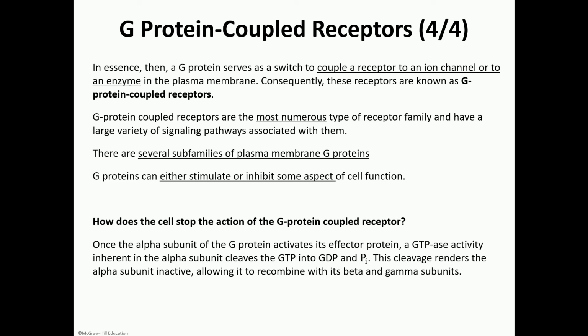Now, how is it that we stop the action of the G protein-coupled receptor? As you've seen in the video, the ligand needs to detach, and that will break down the GTP into GDP, deactivating the alpha globular subunit, and then everything really goes in reverse. So the whole trimeric G protein goes back and attaches to the receptor.